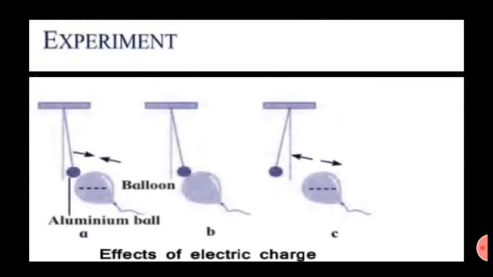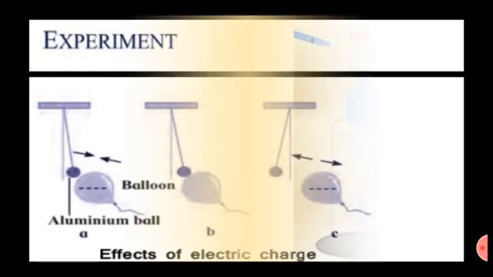Let's try this. When an uncharged aluminum ball is brought near a negatively charged balloon, the following things happen. As shown in figure A, an opposite charge is generated in the other object by induction, and both the objects get attracted to each other. In figure B, you can see that on touching, both the objects become similarly charged. And in figure C, the like charges repel each other.